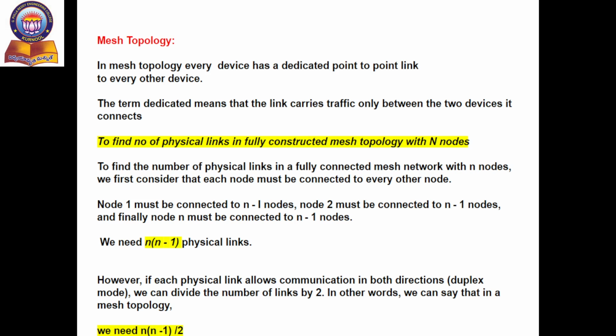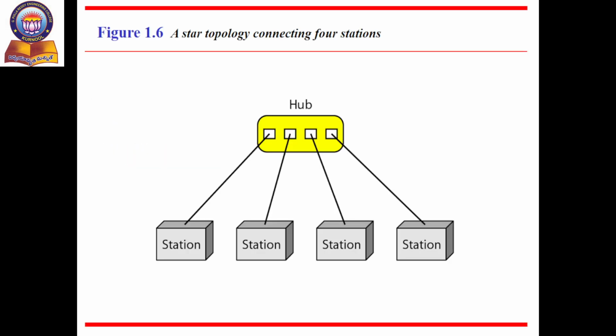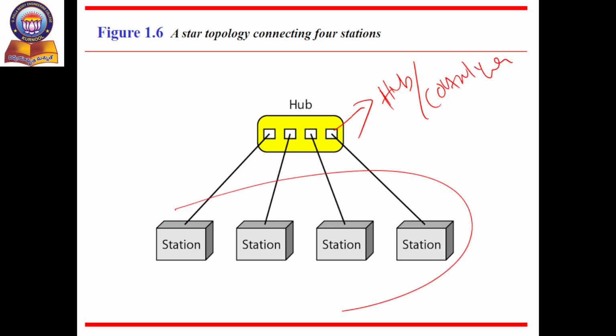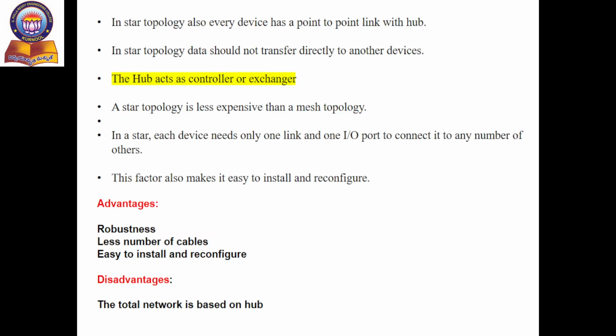And coming to the star topology. Here the star topology is like a star. All the devices are connected to one point. There is a hub or controller. We name it as a hub or controller. All the systems are connected to this hub or controller. That makes a star topology.